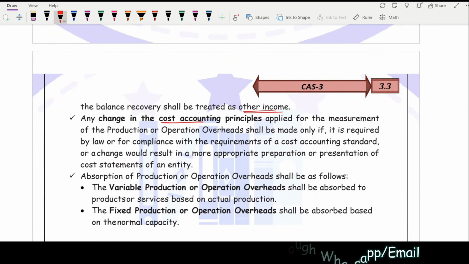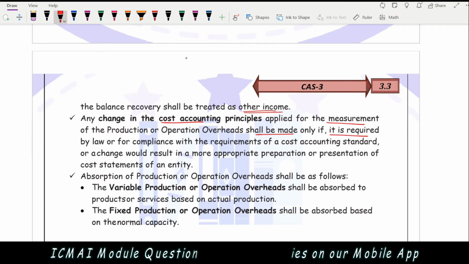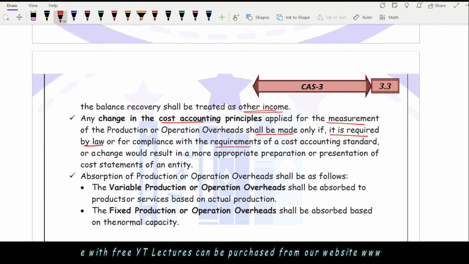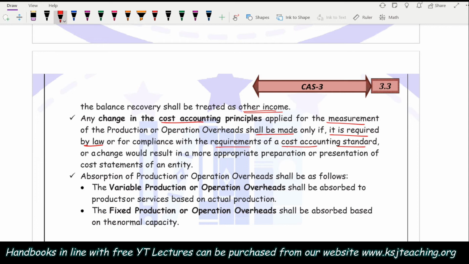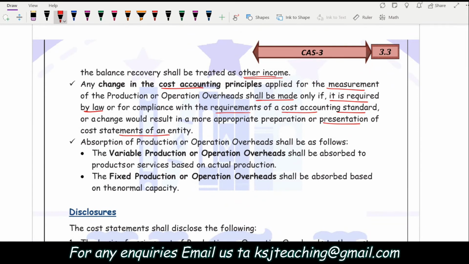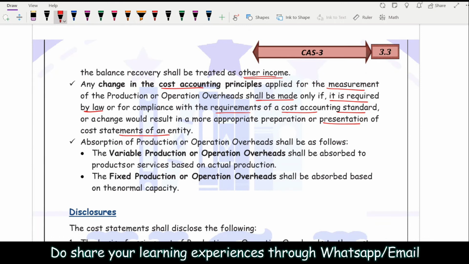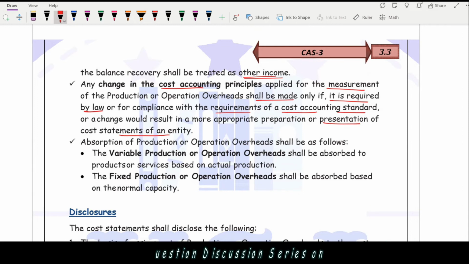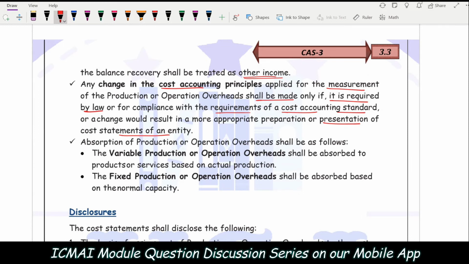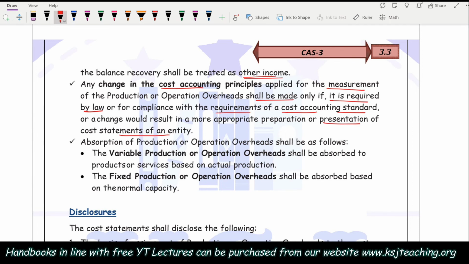Any change in the cost accounting principles applied for the measurement of the production overheads shall be made only if it is required by the law or for compliance with the requirements of the cost accounting standard, or a change would result in a more appropriate preparation and presentation of the cost statement. That is very much logical: if you have to make any changes in the cost accounting principles, it should be for a logical reason. It is not that you are just sitting free and think, let's change the cost accounting principles.